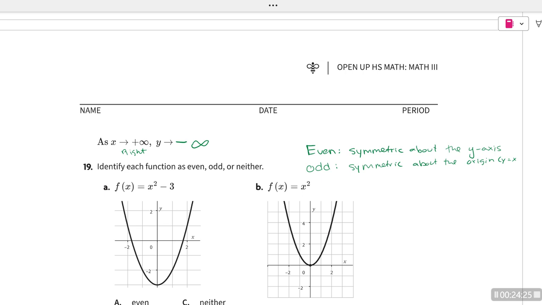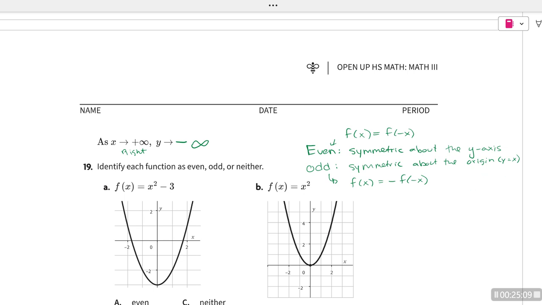Meaning y equals x. You could also think of this as, for even, f of x has to equal f of negative x, and it doesn't matter which side of the y-axis you are on, the output should be the same. And for odd, f of x has to equal negative f of negative x, so the output is the same, but flipped to the other side of the x-axis as well. So it's symmetric about both the x and y axis.